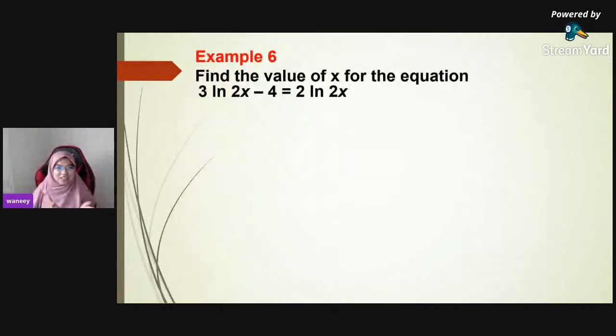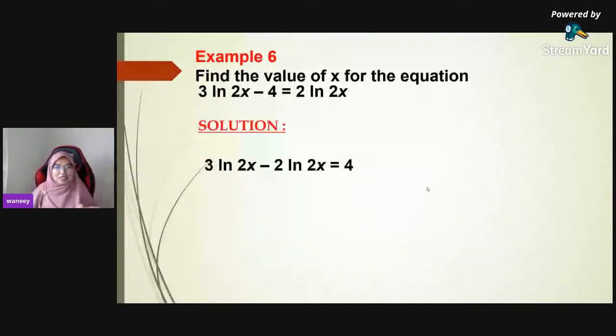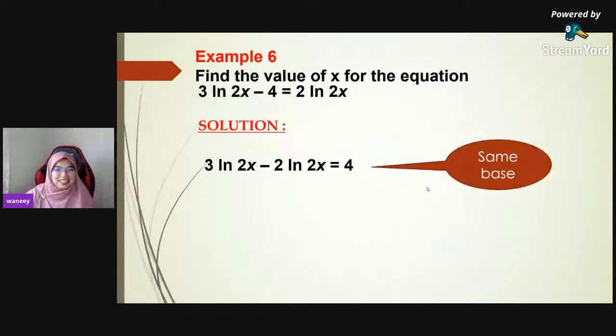Okay, so now 3 ln 2x minus 4 equal to 2 ln 2x. So now bring the ln to the left hand side. So we have 3 ln 2x minus 2 ln 2x equal to 4. So now if I told you what happened, nanti mesti awak akan laugh. Betul how easy this is. 3 ln 2x minus 2 ln 2x. You can actually simplify them. It is actually simply ln of 2x.